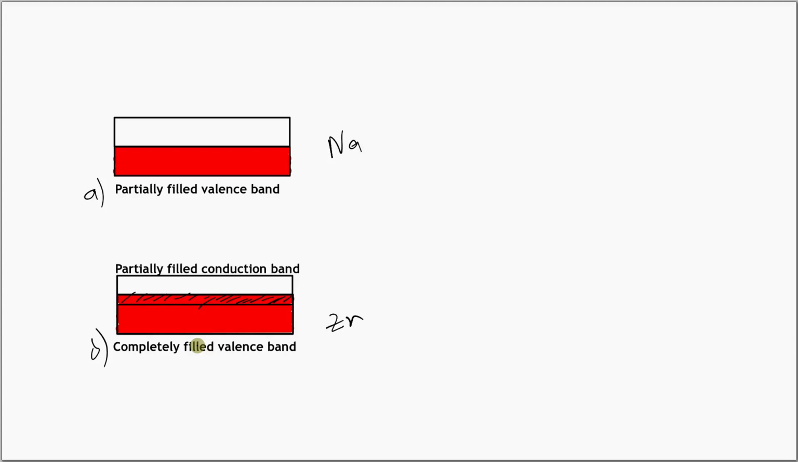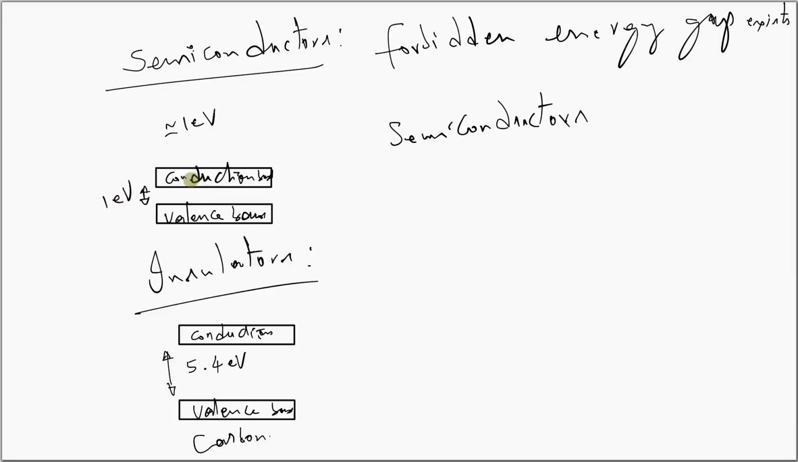The partially filled valency band, and the partially filled conduction band with completely filled valency band, are shown in this diagram here. Sodium is an example for partially filled valence band case, and zinc is an example for completely filled valence band and partially filled conduction band. We have seen that if the energy gap is about an electron volt between the conduction band and the valence band, then we have materials that are classified as semiconductors. Similarly, when the energy gap is quite large, that is 5.4 electron volts in the case of carbon, and in some other cases it is about 10 electron volts, such solids are classified into insulators.